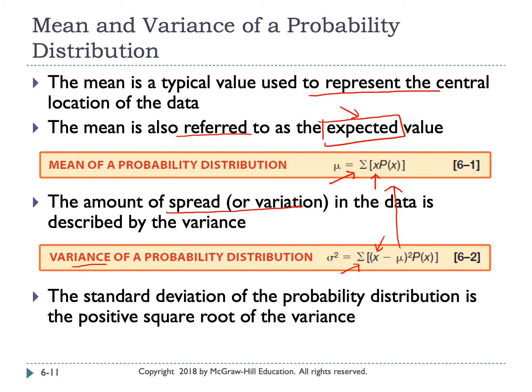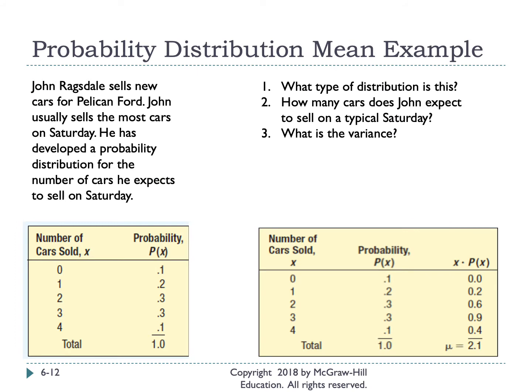How about the standard deviation? The standard deviation for the probability distribution is just the positive square root of your variance. It is very similar to the previous one. When you talk about the standard deviation, you just have to take the square root of the variance. Okay, so this is the formula for your standard deviation. Let's look at the examples on how to apply the formulas for a probability distribution when you want to compute the mean, variance, and so on.